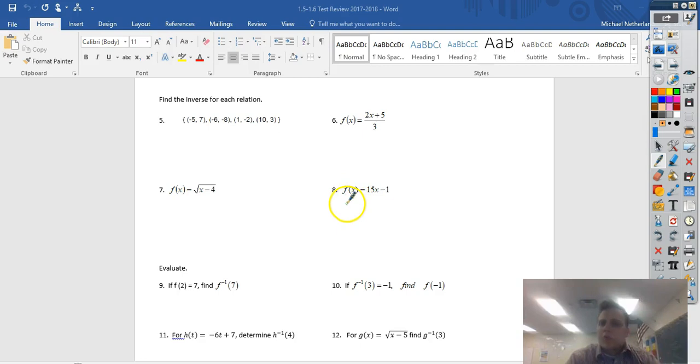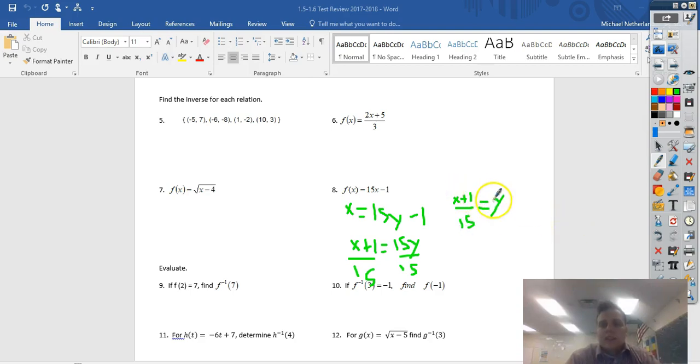So we switch x and y because we're just finding the inverse every time. So we're just going to say x is equal to 15y minus 1. So I add 1, so I get x plus 1 is equal to 15y. I then divide both sides by 15. So I get x plus 1 all divided by 15 is equal to y. Perfect. That's it. Instead of saying y, you might say f raised to the negative 1 of x. And that's all there is to it.